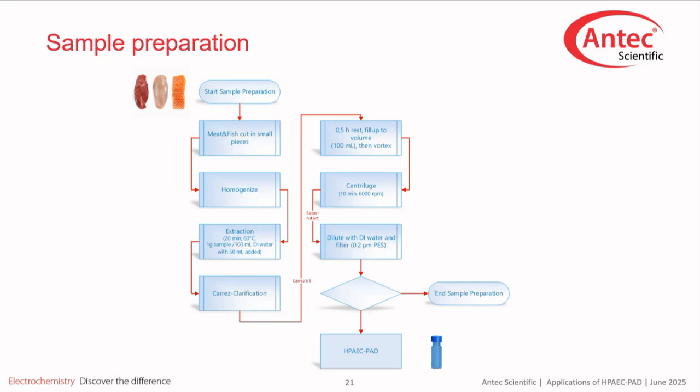The samples, pork, chicken, and fish, were treated the same way. They were blended and then extracted with water for about 20 minutes at 60 degrees Celsius. We then removed the proteins and fat from the sample through the Carrez clarification, we centrifuged it, and then diluted the supernatant before injection. So this approach enables us to analyze carbohydrate composition in processed food samples that contain meat.